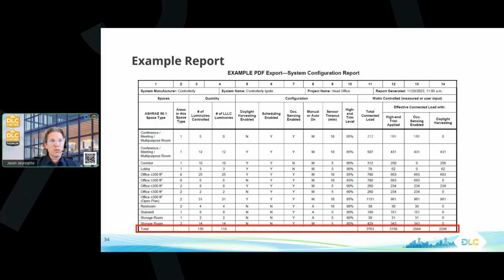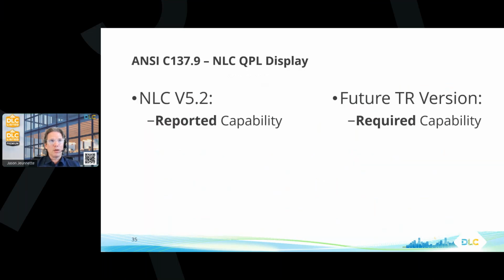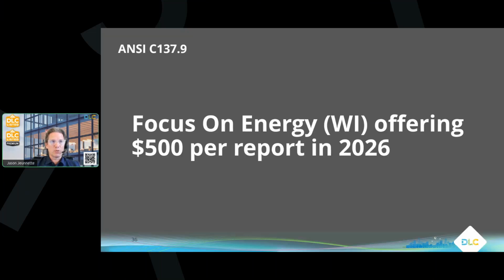So for NLC 5.2, the capability to generate these reports is a reported capability. We are just reporting on whether or not a system has the capability to generate these reports. In a future TR version, somewhere down the line, in a year or two or more, we are going to move that to a required capability, but right now it is only reported. And we're happy to say that Focus on Energy in Wisconsin is offering a $500 per report incentive for these reports, and that's active currently in 2026. So we encourage manufacturers to get on board and be first to market for this.